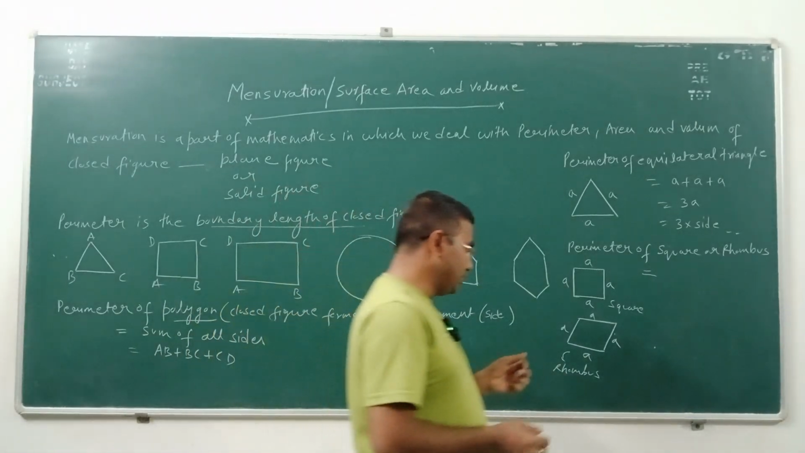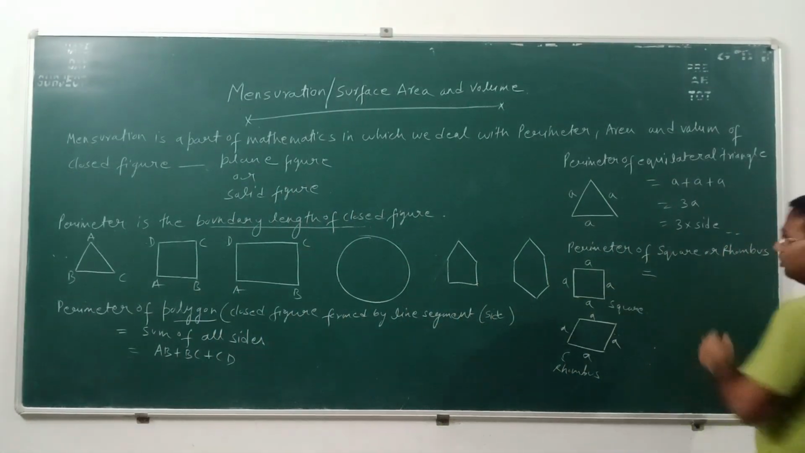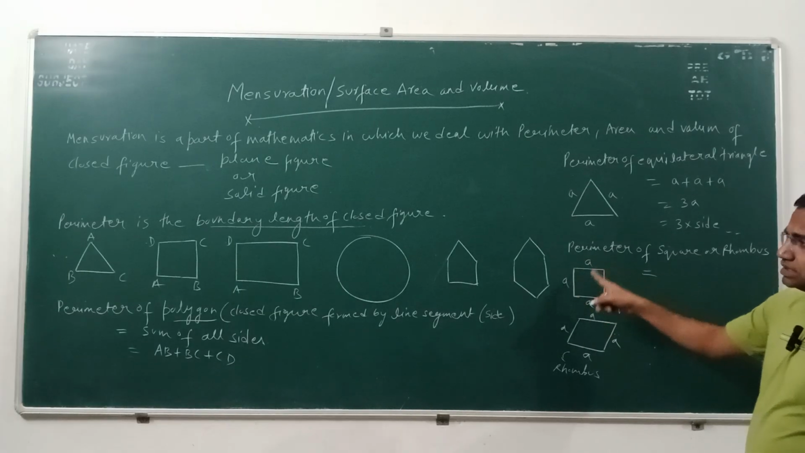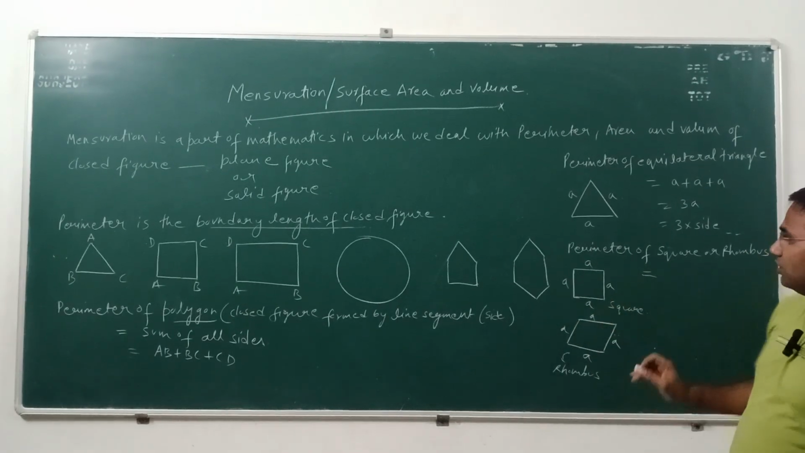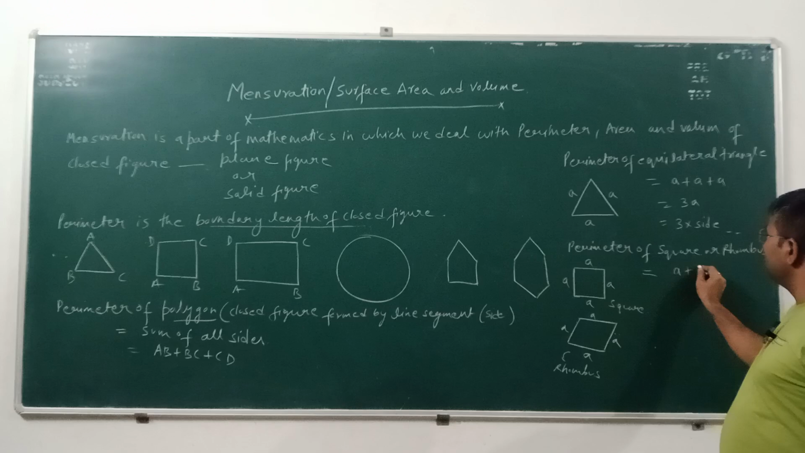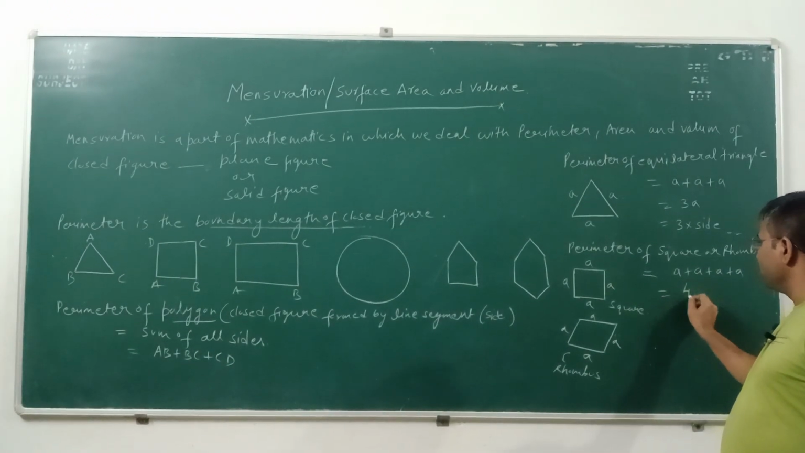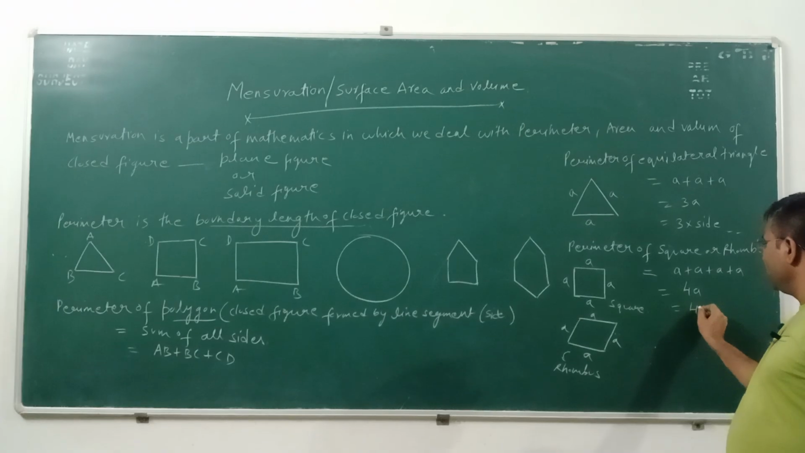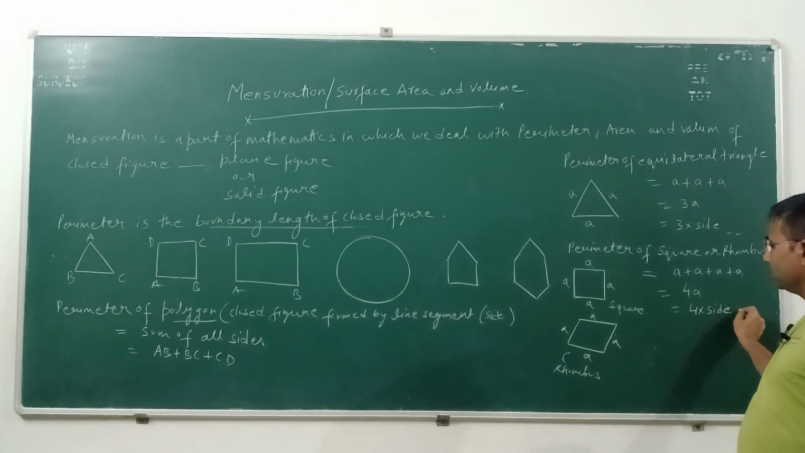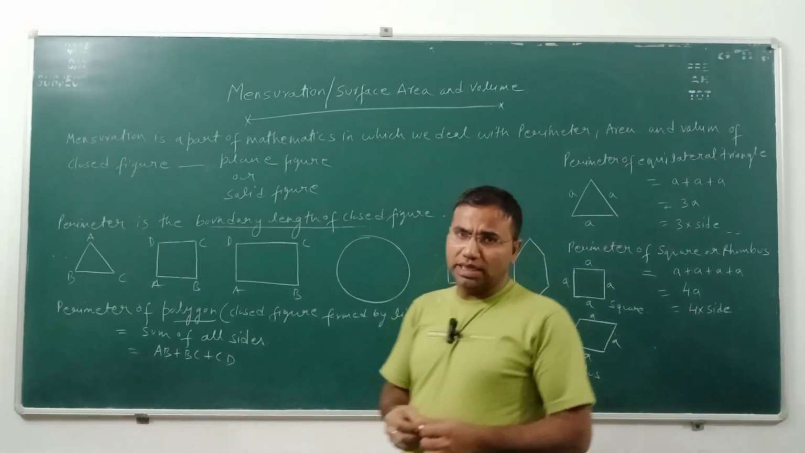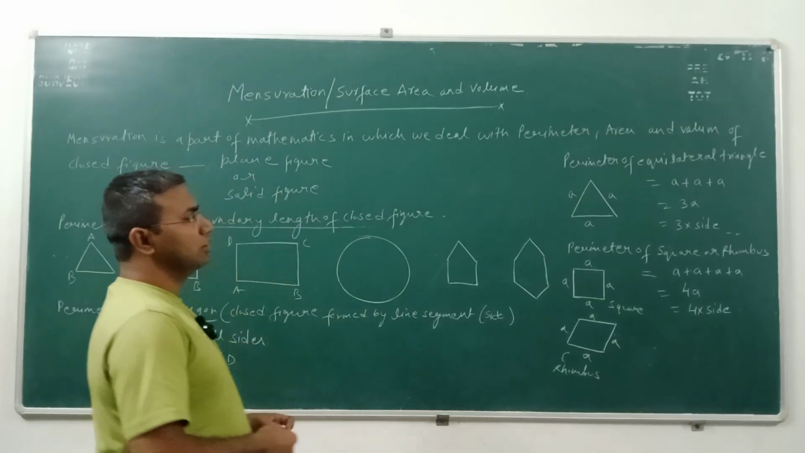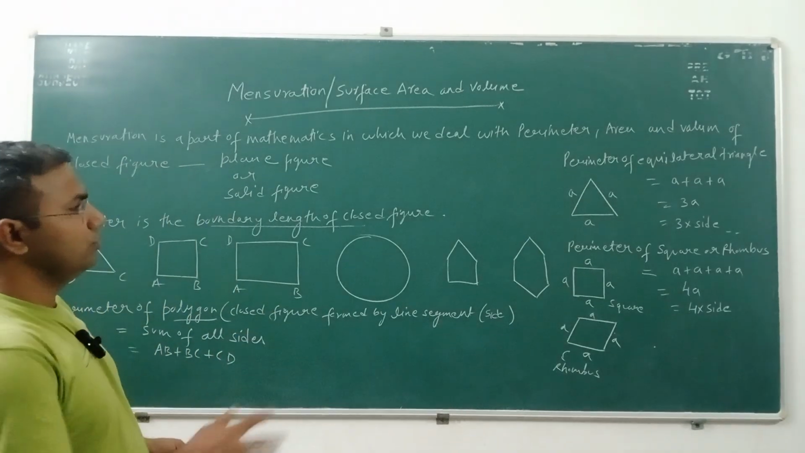Okay. So here we have to find the perimeter of a square or rhombus. See here, four sides are there and all four sides are equal. Then how will you calculate? You will take the sum of all sides. Then 4a will come, means you will write 4 into side. So here you can see the perimeter of a square or rhombus will be 4 into side.